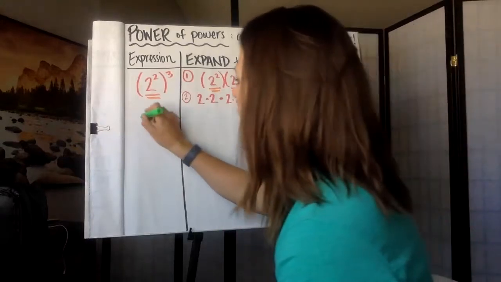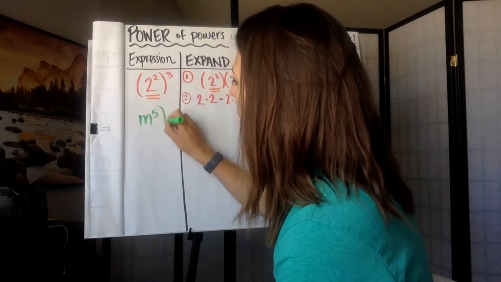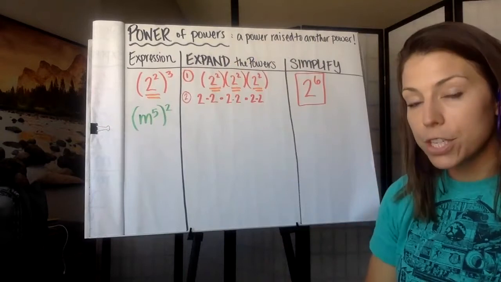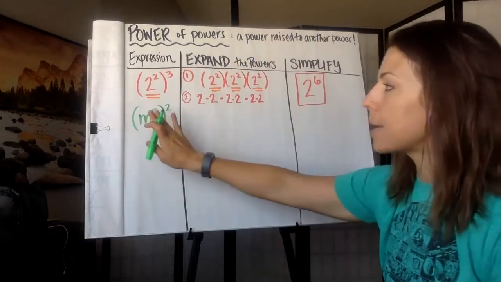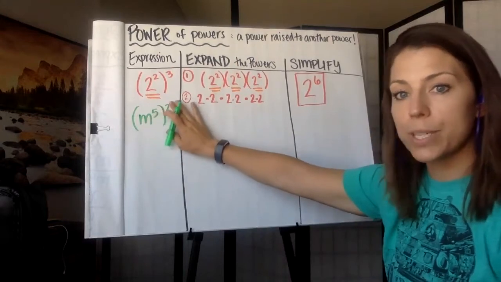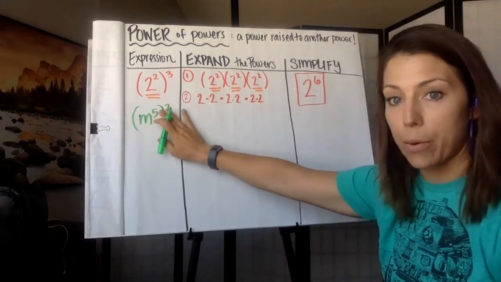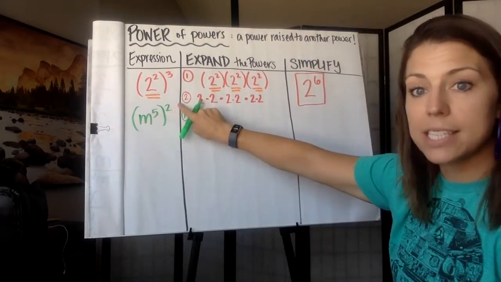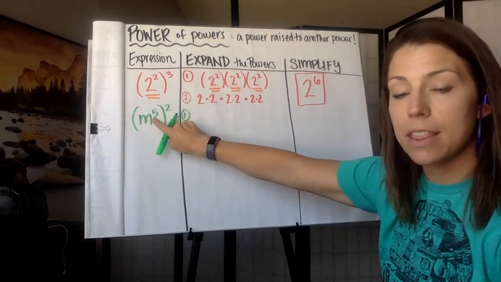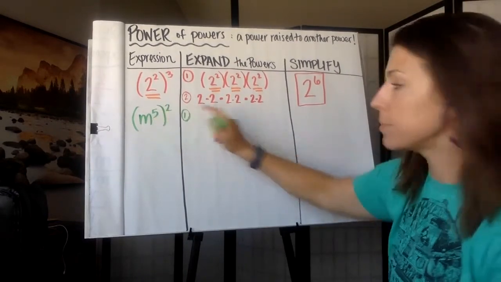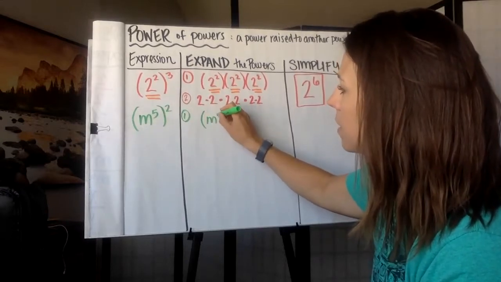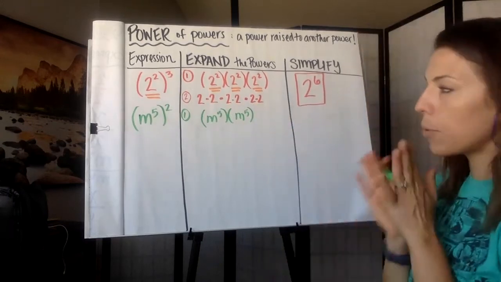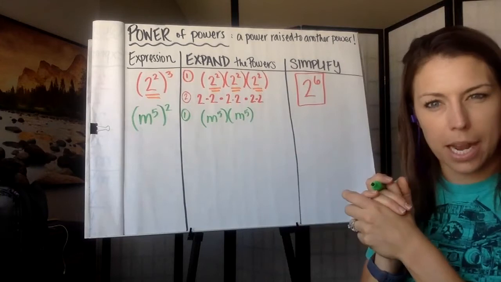So let's say I have m to the 5th power to the power of 2. Is this a power of powers? Let's see. I see a power raised to another power. In other words, I have 2 exponents. That's how you can tell that this is a power of powers. So step 1, let's first deal with the outside exponent. So this is telling me to multiply m to the 5th by itself 2 times. So I'm going to have m to the 5th times m to the 5th. And I do like to keep it in parentheses just because I don't want to lose my exponent anywhere.